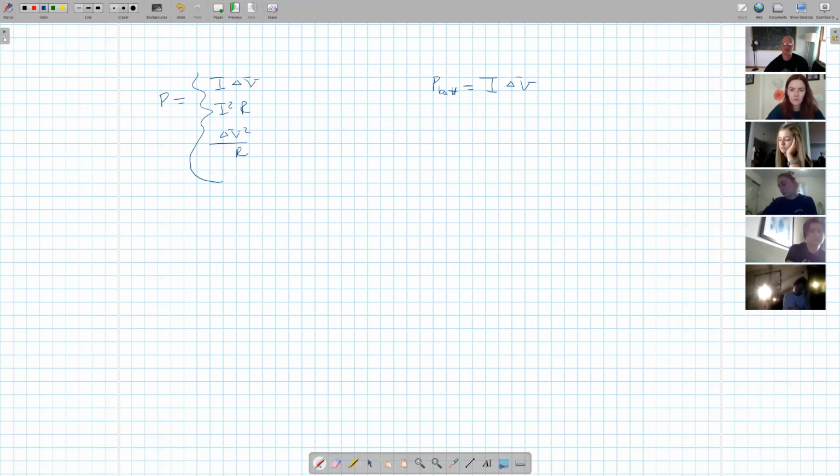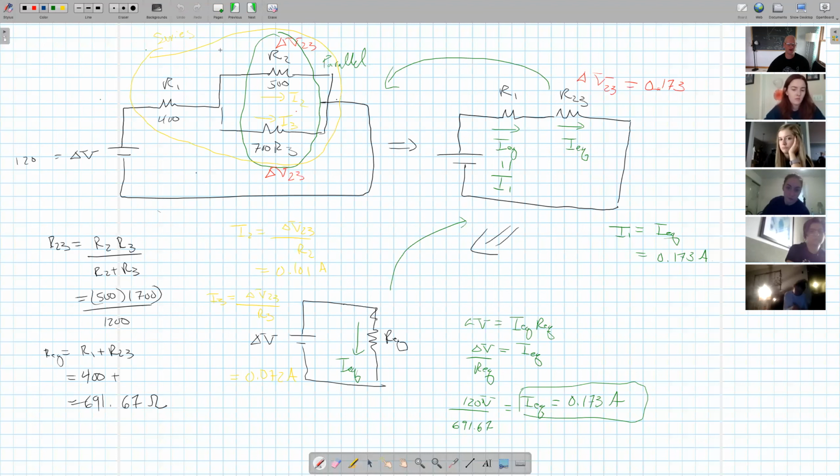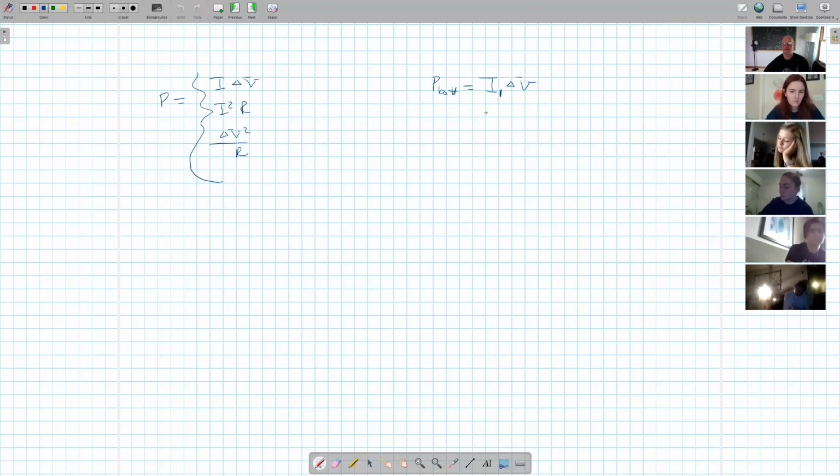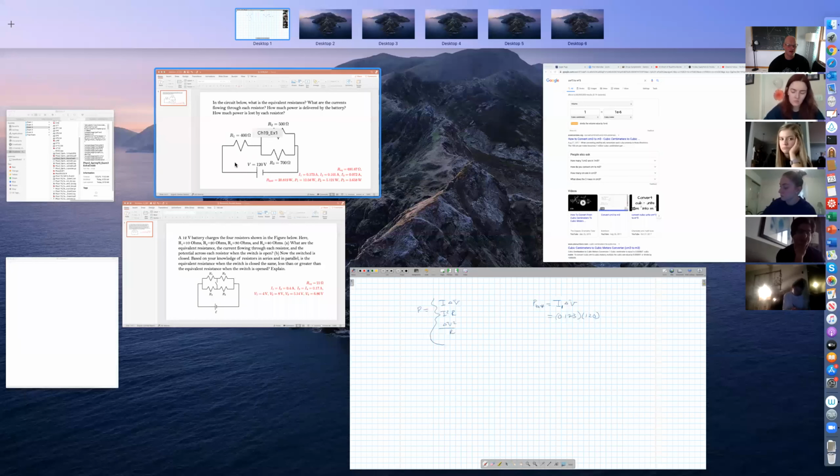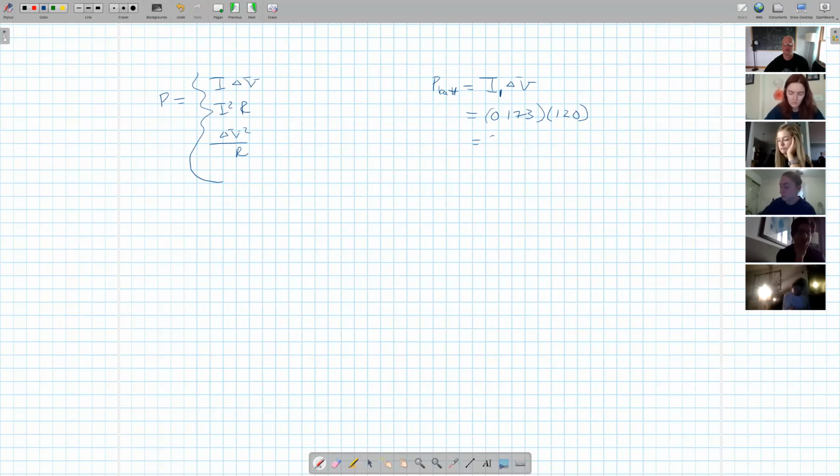Now in this case, the current which is going through the battery is simply I1. So what we care about is not just any random current, but the current which is coming directly out of the battery, and that current is what we call IEQ or I1. So the current running through the battery itself is I1. It's going to be 0.73 times the potential, which was 120 volts, right? Plugging in our numbers, that works out to be about 20.82 watts.